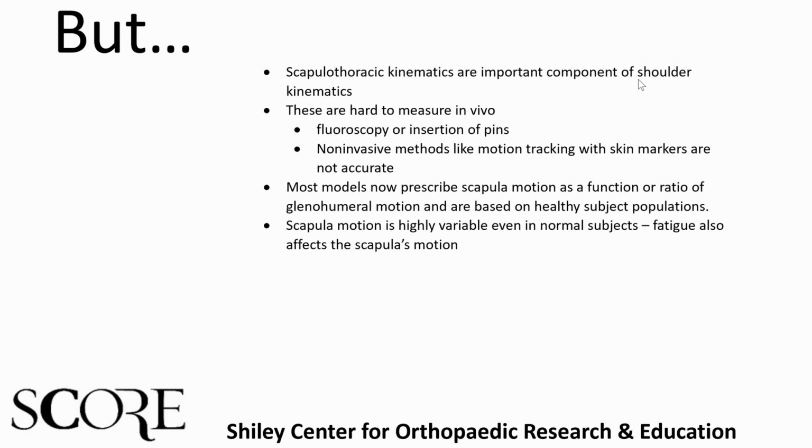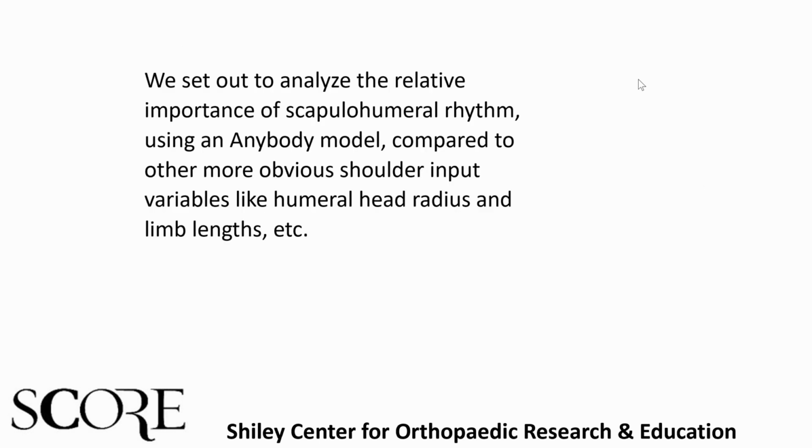Scapular motion is highly variable, even in normal subjects. And things like fatigue can even change it in the same person. And it's important because it determines moment arms and muscle lengths of important muscles around the shoulder joint. So we set out to analyze the relative importance of scapulohumeral rhythm using an AnyBody model compared to other more obvious shoulder input variables like humeral head radius and limb lengths, etc.